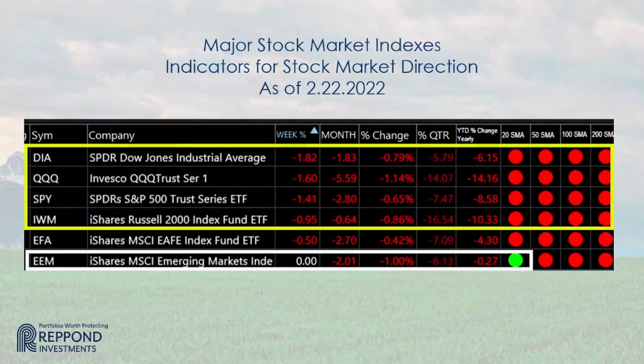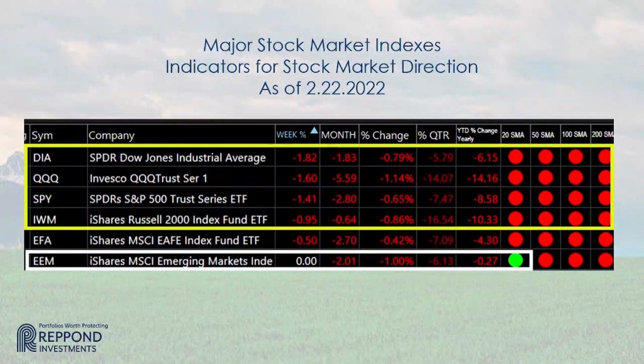This is a dashboard that I put together that shows the top 4 indexes of the major averages in the U.S. stock market. They cover DIA on the left. DIA stands for the Dow Industrial Average. QQQ is the NASDAQ 100. SPY is the S&P 500. And IWM is the Russell 2000, which is the smallest 2,000 companies in the stock market.